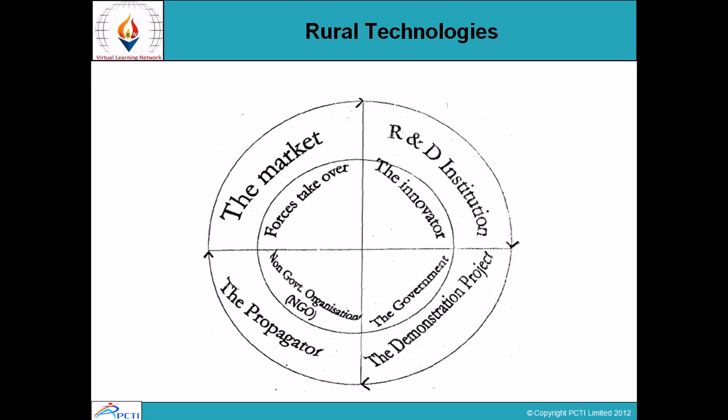Now let's talk about rural technologies. Rural technology includes the market, research and development institutes, the demonstration project, and the propagator. Market forces take over. Research and development institutes focus on the innovation part. The demonstration project focuses on the government's role in the implementation of rural technologies, while the propagator helps the NGOs or non-government organizations so that rural development can be possible.